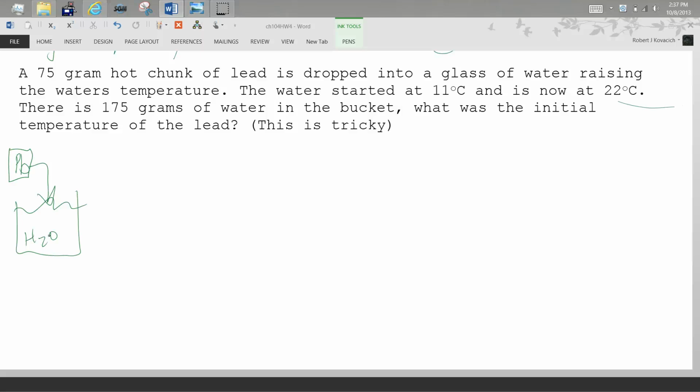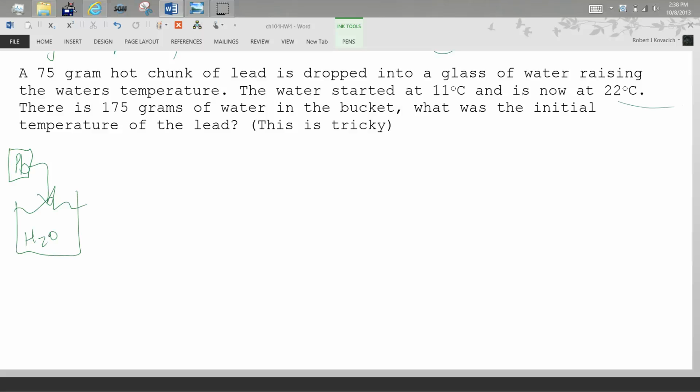So what happens to the amount of heat that the water has? It goes up, right? It has a certain amount of energy. I put this hot piece of lead in it. Now it has more energy. I know that because the temp goes up. So what happens to the heat in the lead? It goes down. What can you say about those two heats?